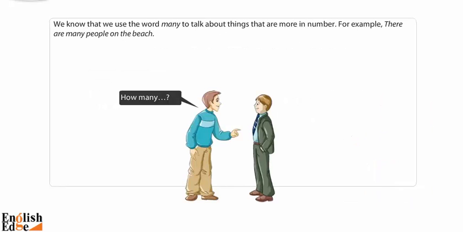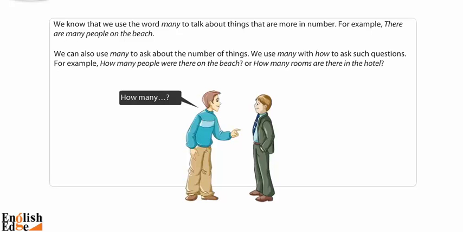We know that we use the word many to talk about things that are more in number. For example, there are many people on the beach. We can also use many to ask about the number of things. We use many with how to ask such questions. For example, how many people were there on the beach? Or, how many rooms are there in the hotel?